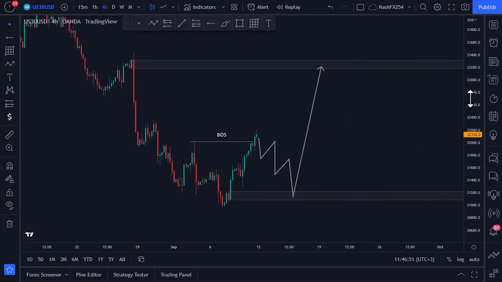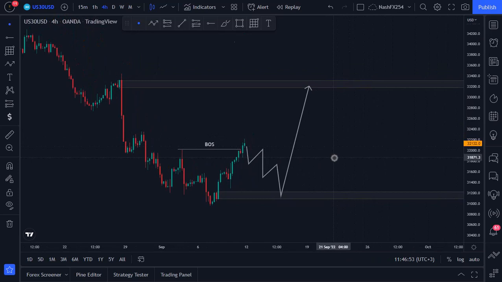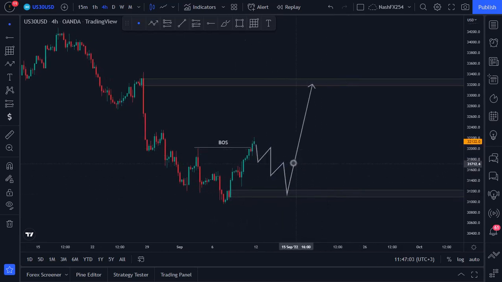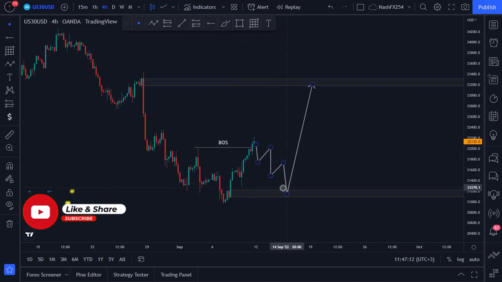So watch out on indices. Actually all indices will be having the same structure happening. If you look at Nasdaq, German 30, German 40, they will have the same structure happening. So you can take these sales, but it's a bit risky because the push is towards the upside. Or you can just be patient and wait for this price to come to you.